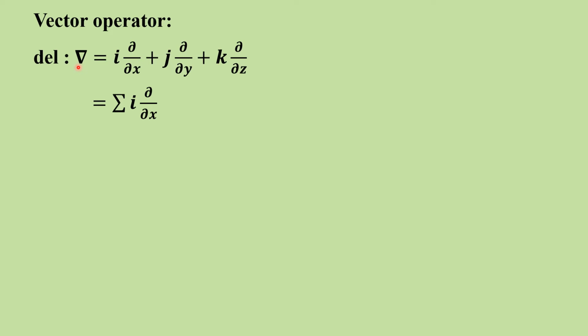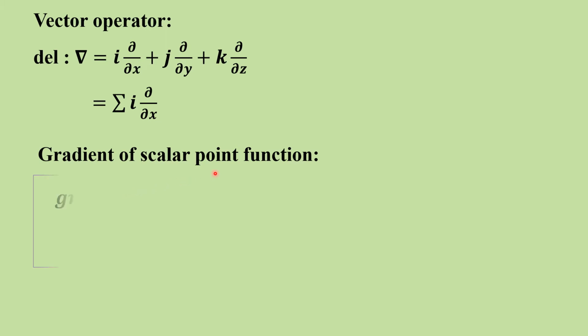So we need to take now three operations, one on a scalar point function and two on a vector point function. Let me take the del operator operating on a scalar point function. That is called the gradient of a scalar point function. That means the gradient of a scalar point function is nothing but the vector differential operator on a scalar field, for example, temperature. So how can we define grad f then?